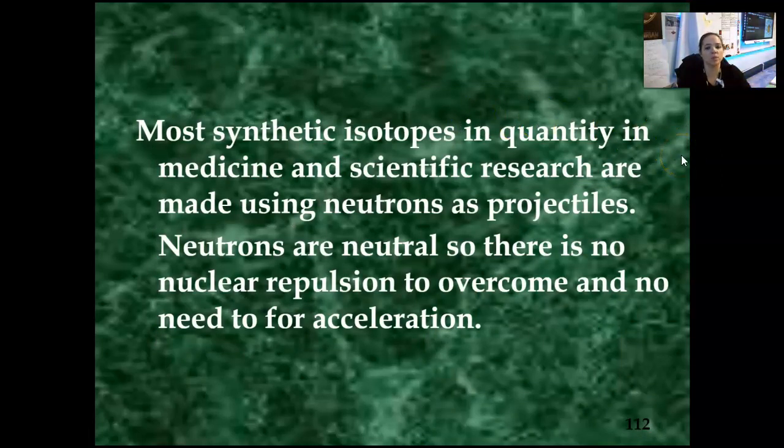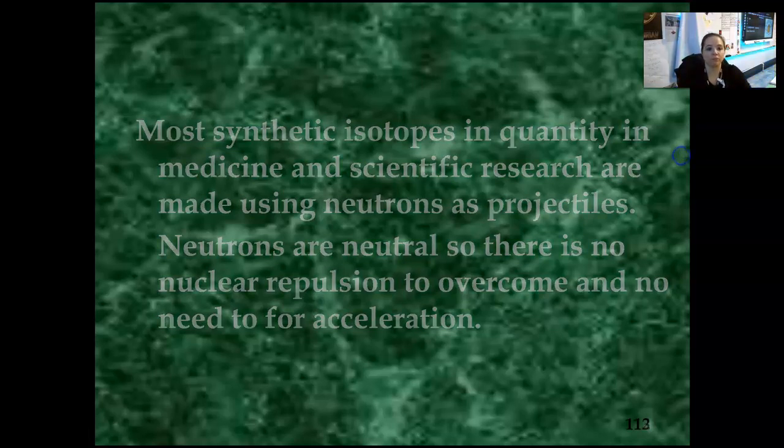Most synthetic isotopes in quantity in medicine and scientific research are made using neutrons as projectiles. Because remember, neutrons are neutral. It makes it so much easier because there's no repulsion to overcome.